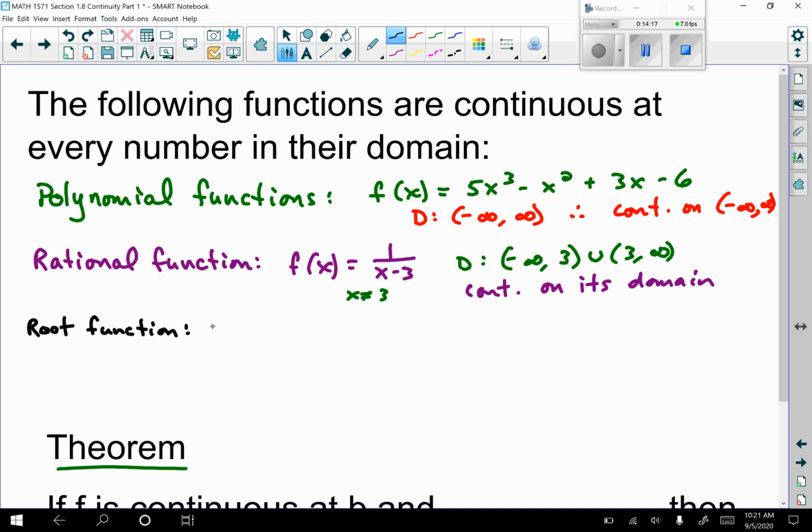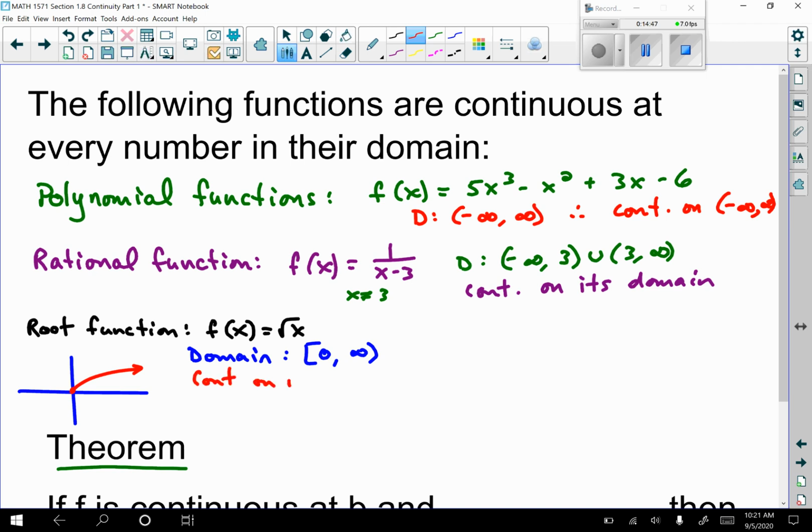Next, we have a root function. So to keep it pretty basic, if I have f of x is equal to the square root of x, we know that the domain in this case is going to be all positive values and 0, so from 0 to infinity. And picture the graph of this too. If I were to just graph this, remember it looks like this. So it is continuous as long as I start at 0 and keep going to the right forever. So here we would say continuous on its domain.